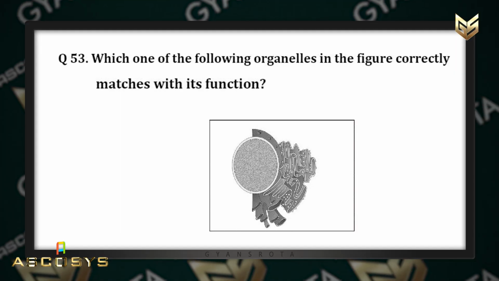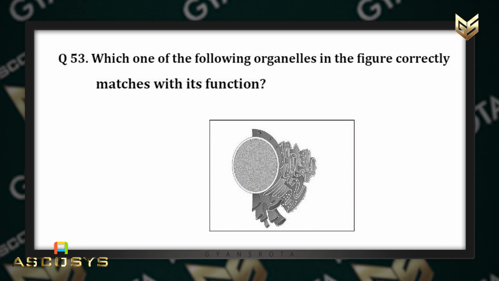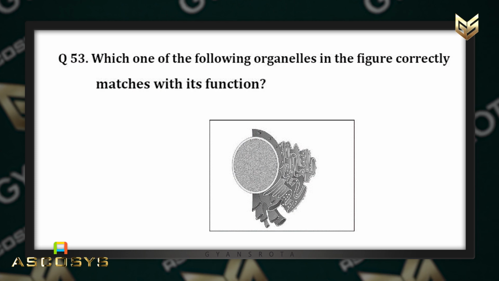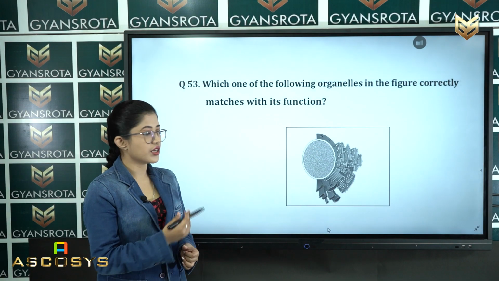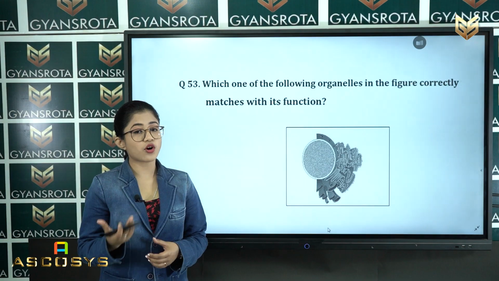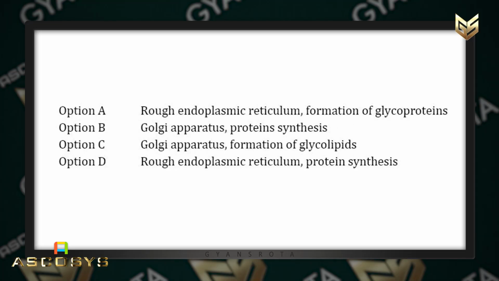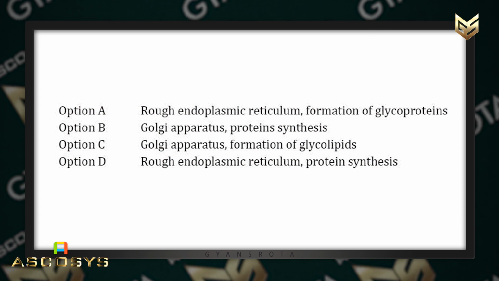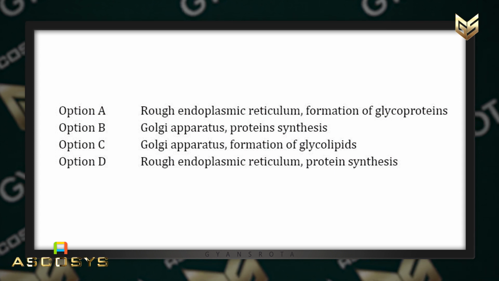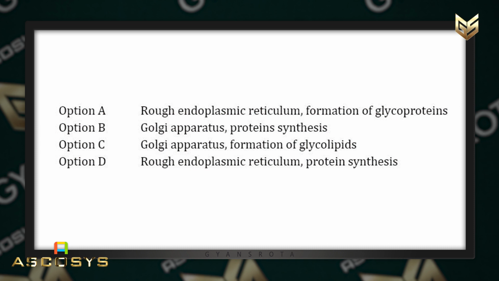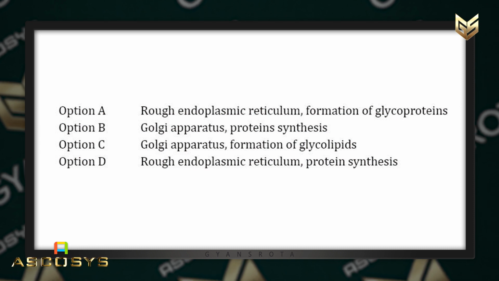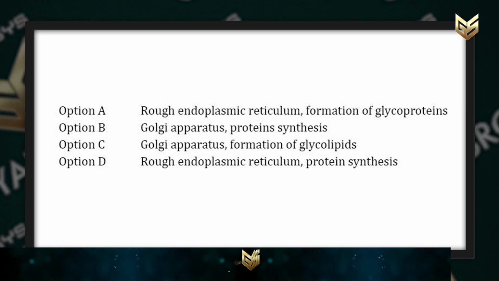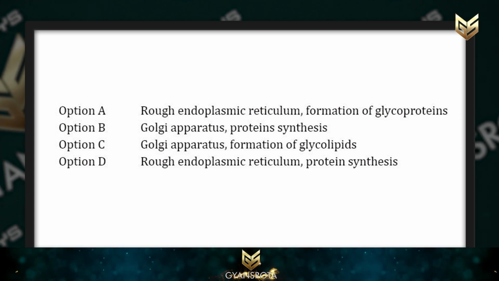In this question you can see which one of the following organelles in this figure correctly matches with its function. So this is the figure you can see. Now let's see what are the options. Option number A, rough endoplasmic reticulum, formation of glycoproteins. Option number B, Golgi apparatus, protein synthesis. Option number C, Golgi apparatus, formation of glycolipids. Option number D, rough endoplasmic reticulum and protein synthesis.